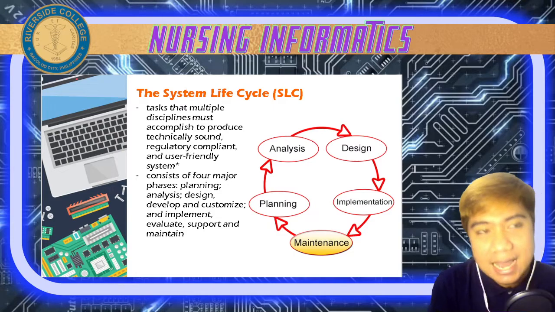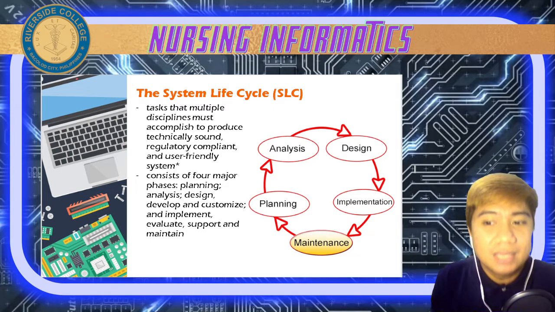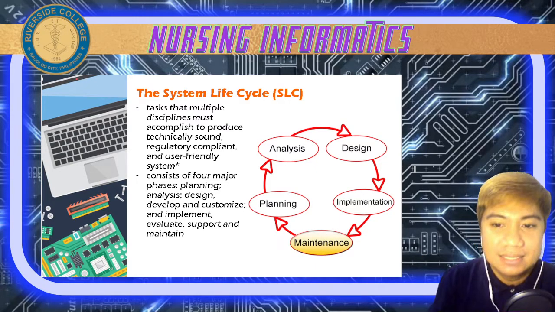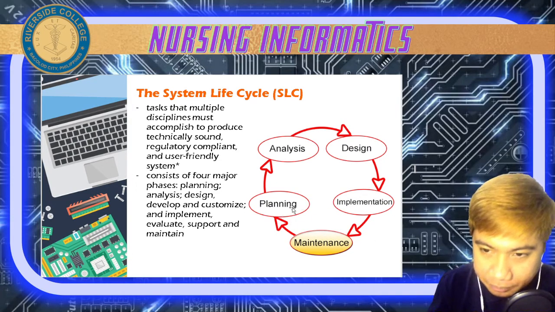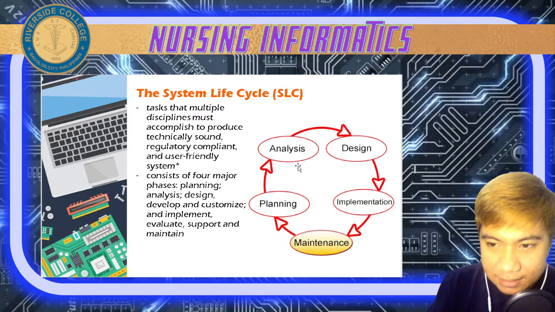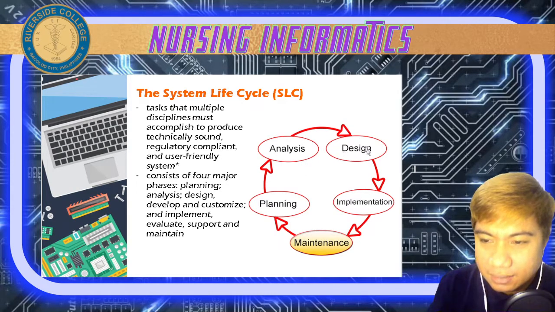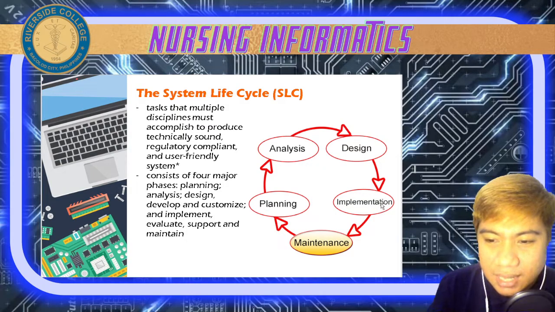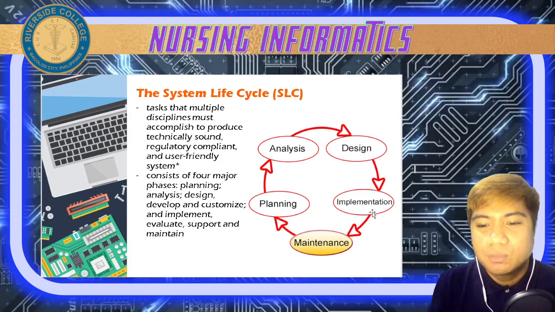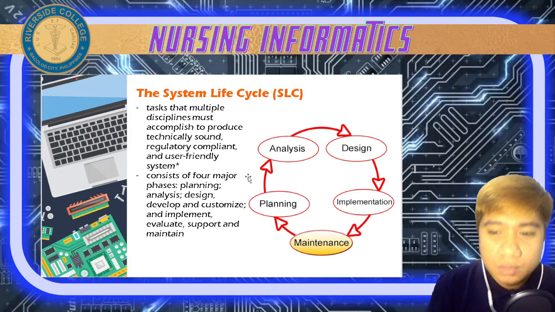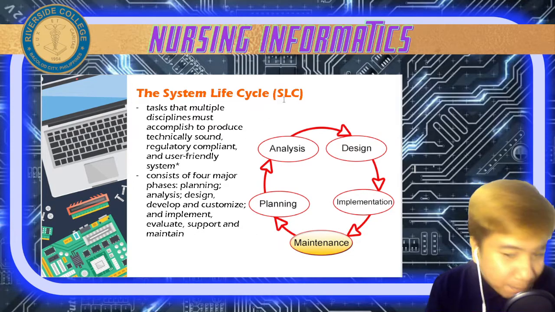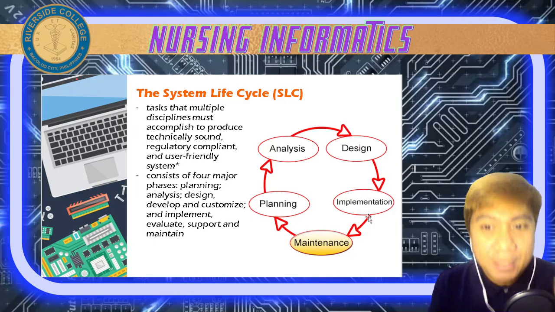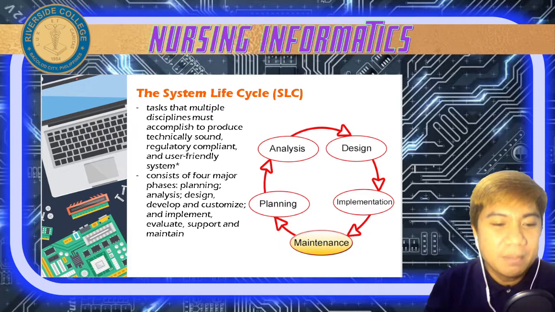So your SLC, the system life cycle, in our use of systems, we have 4 major phases. We have your planning, we have your analysis, we have your design, wherein we develop and customize, and we also have your implementation, evaluation, and your support and maintain. Okay? So as you can see here, it looks like 5 but it is 4. Some are combined there. So let's try to discuss these different phases in our use of systems. Okay?